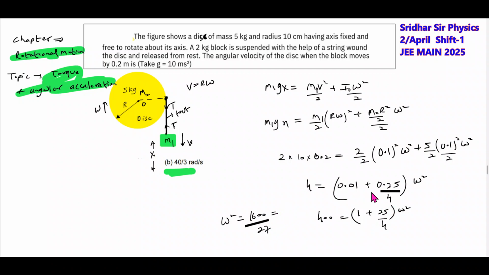Let me check the calculation. Here I think I missed it. 5 by 2 will be 0.05 by 4. So if you take 0.01 common, it becomes 400 here, and this becomes 1 plus 5 by 4, which is 9 by 4. So omega square is 1600 by 9, and omega will be 40 by 3 radians per second.